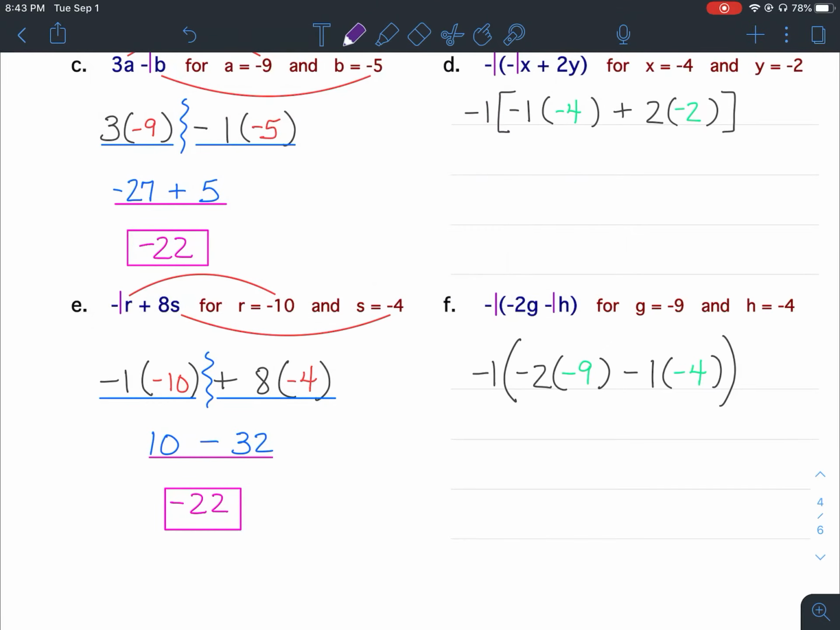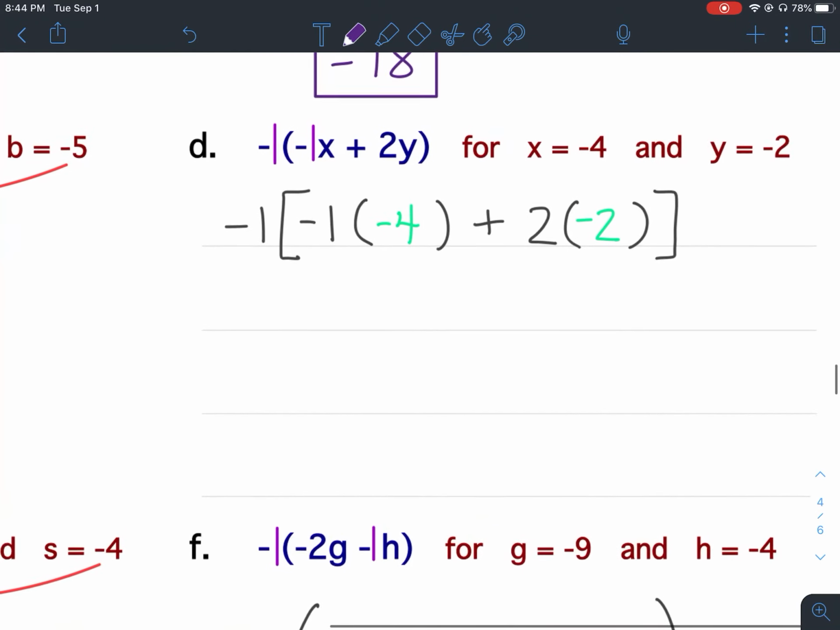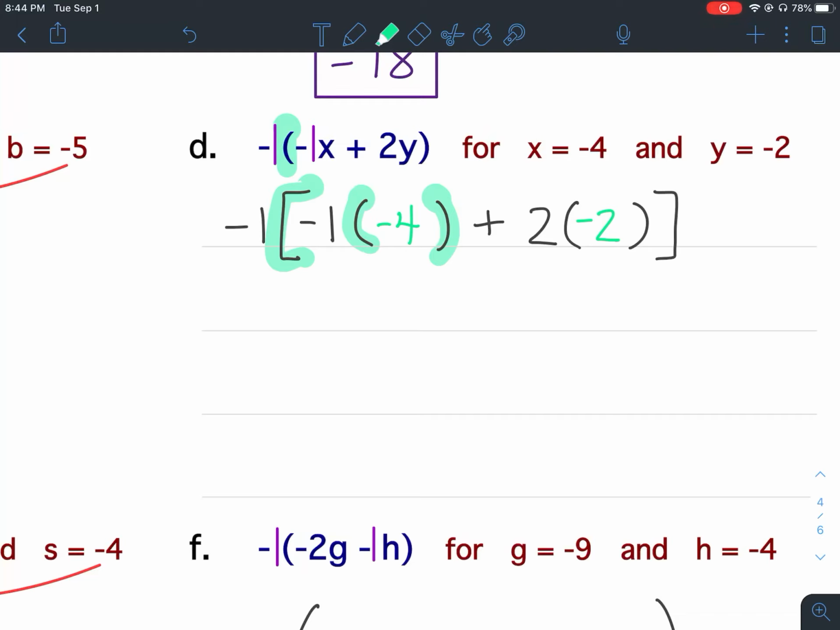Okay, for D and F, notice how there's already a set of parentheses with another negative 1 out front. Well, what I did was, in place of these parentheses, I put brackets, because for the variables on the inside, I'm going to be putting parentheses. So the parentheses that's in the original problem, I used brackets. And then I put parentheses for the variables inside the brackets. Same steps, it's just there's going to be one more step.